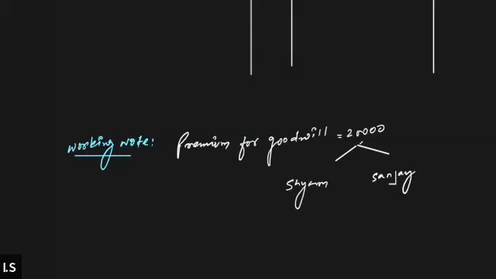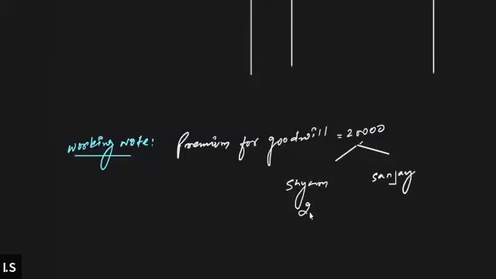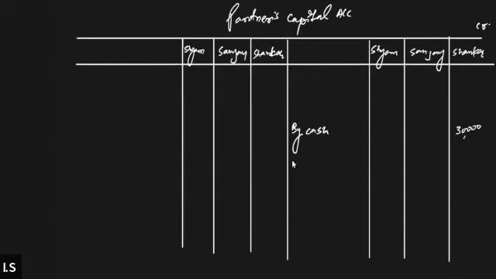And since their old ratio was 2:3, their sacrificing ratio will remain same. That will be 2:3. So that means Shyam is going to get 2/5 out of it, and Sanjay will be getting 3/5. So that means 20,000 into 2/5 equals to 8,000, and 20,000 into 3/5 equals to 12,000, right? So it means that Shyam and Sanjay's account need to be credited by 8,000 and 12,000. So we'll go to the partner's capital account, and on the credit side, we'll write down by premium for goodwill. Shyam account will be credited by 8,000, and Sanjay account will be credited by 12,000.